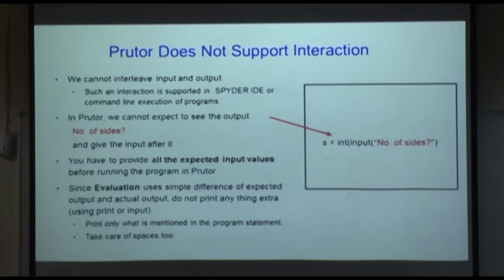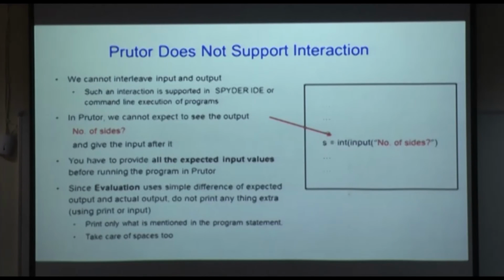An important thing that I mentioned earlier: Prutor does not support interaction. So you cannot interleave input and output. You cannot ask the user for input and expect Prutor to wait for your input. So we cannot expect Prutor to ask how many sides you want to give. You have to provide all the expected input values before running the program. This is very, very important.